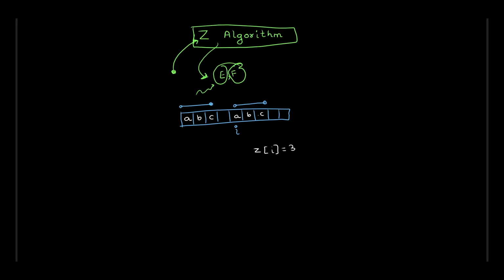But if this had been D instead, then what is the longest prefix starting at I that matches the prefix of the original string? That is AB, right? So in that case, Z of I would have been 2. And this is all you need to know about the Z algorithm. That is, Z algorithm gives you, for each index I, the biggest segment starting there that will match this segment over here.